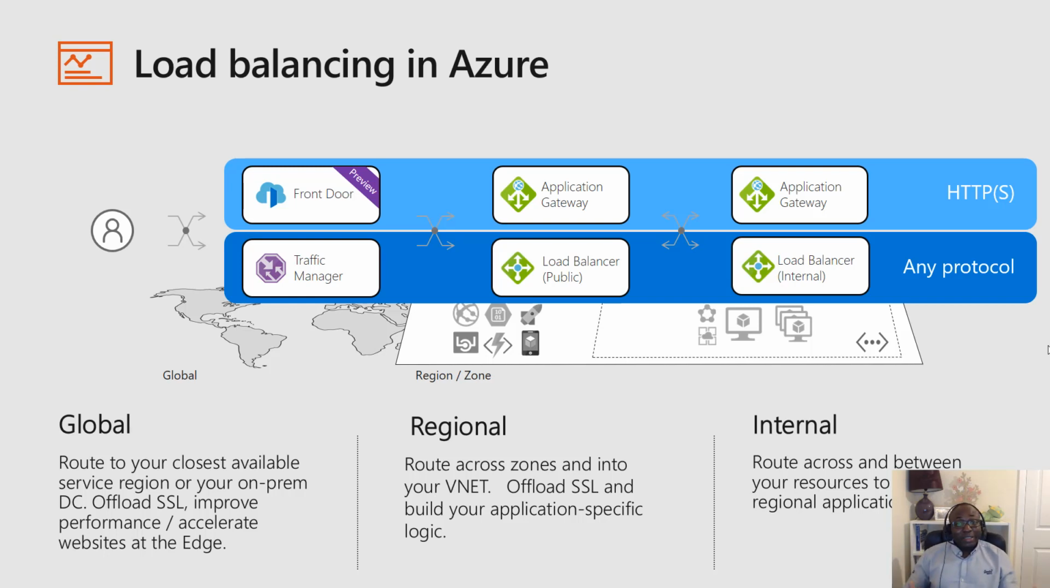Standard or basic load balancer does not read up to that level. It only goes up to layer 3, layer 4, so it has no understanding of what's going on at layer 7. Therefore, it cannot do application delivery based on information that's contained in that layer. But the Azure Application Gateway can, because again, it understands and speaks HTTP, HTTPS.